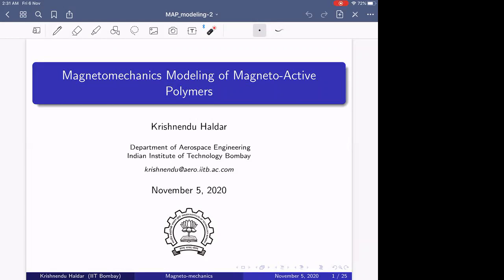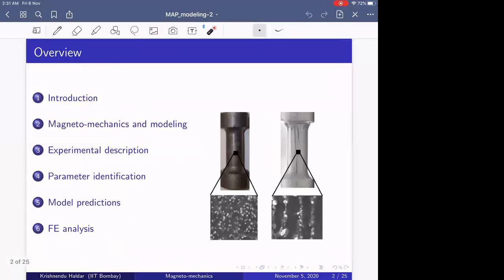So I am Krishnendu, and today I will be talking about a part of my research focusing on this title, Magnetomechanics Modeling of Magneto-Active Polymers. So this is again a vast area. However, I will be mostly focusing on the modeling side of these Magneto-Active polymers, some experiments, but I do not do experiments by myself. So I borrow data from others, and then I interpret those data to fit the model parameters.